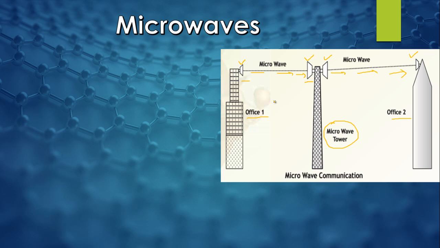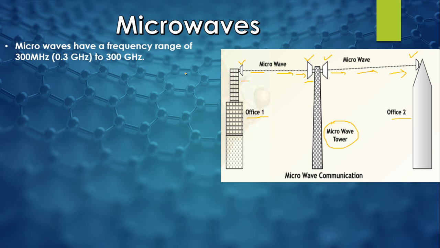So let us see some points of the microwave transmission. The first one is that the microwave has a frequency range of 300 megahertz to 300 gigahertz. Right. So this is basically the frequency range of the microwave. Okay, so when we transmit the data with the help of the microwave signals, then we have to use any one of the frequencies which lies between these two ranges only.